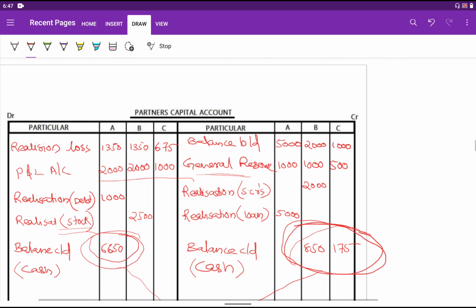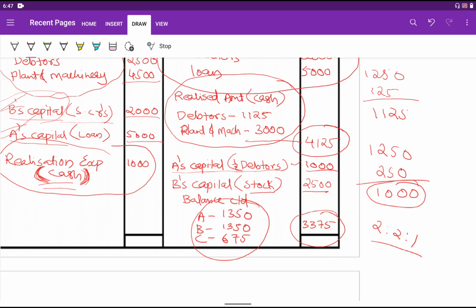Yes, this realized amount, debtors and plant and machinery, it is realized. So what will we write as the journal entry? Both are in cash. Okay, that is why it is given in cash. So cash is coming on which side? Debit side, right? So we will write cash on the debit side, and realization we will write on the credit side.